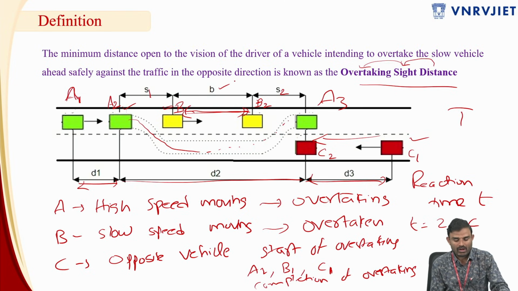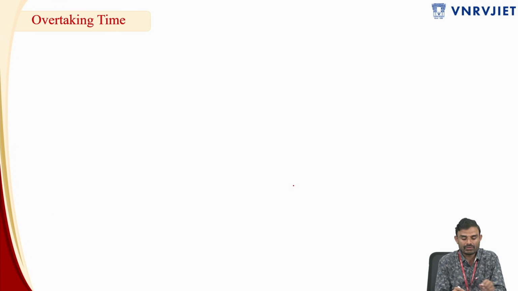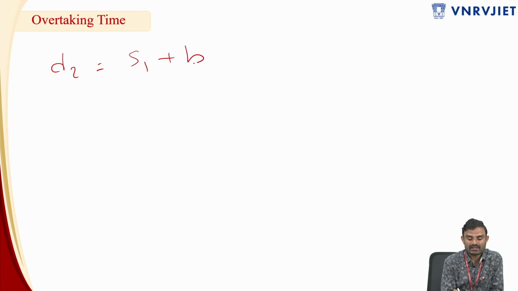Now I have to calculate the value of capital T. Very important, I am very much interested in calculating the overtaking time capital T, for which I have to write the equations. From this figure you can see that D2 is nothing but S1 plus B, that is the distance traveled by vehicle B during the overtaking time, and at the same time S2. These are the spacings before and after the overtaking operation, corresponding to vehicle B.